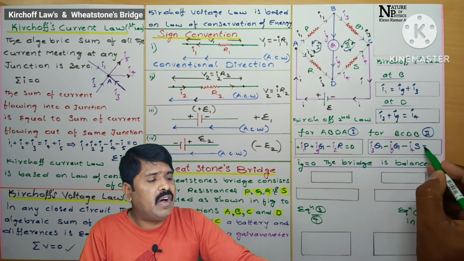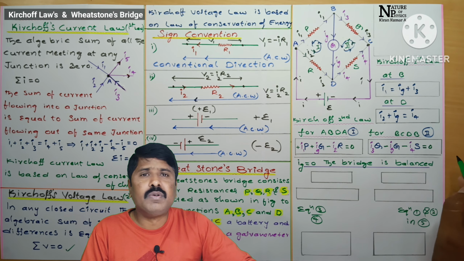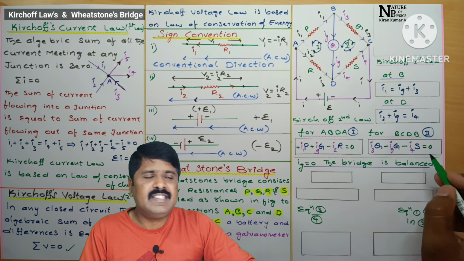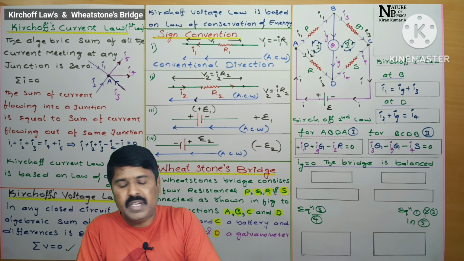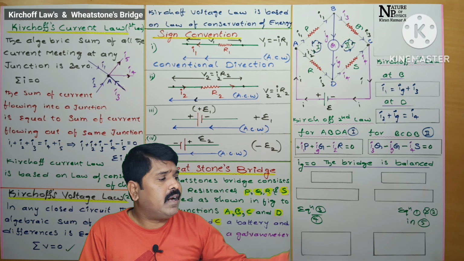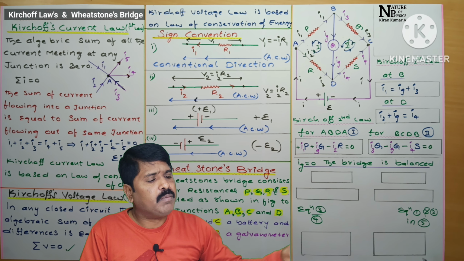Clear information: the algebraic sum of the potential in a closed loop is equal to 0. So sigma V is equal to 0 is clearly represented. And then, continuing, I am going to apply the derivation.